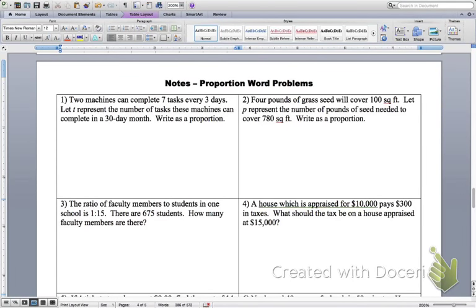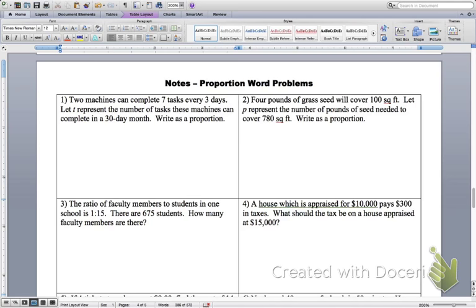Hello everyone. So now that you know what a ratio is and how to solve a proportion by cross multiplying, we're going to get into proportion word problems. So let's go ahead and take a look at these. Most of these we're just going to set up. We're not actually going to solve because there's a lot of them. I know you guys know how to solve a proportion at this point. So let's go ahead and get started with number 1.